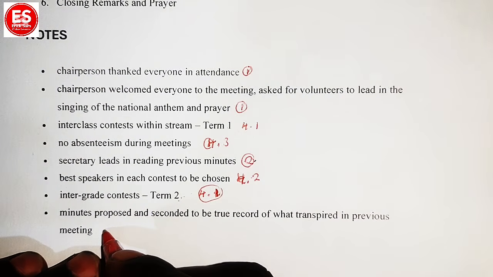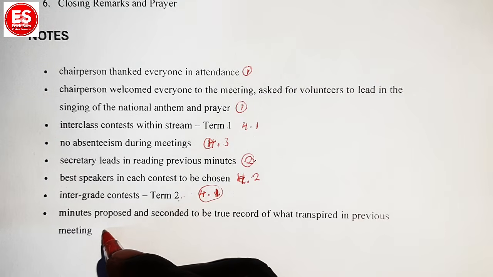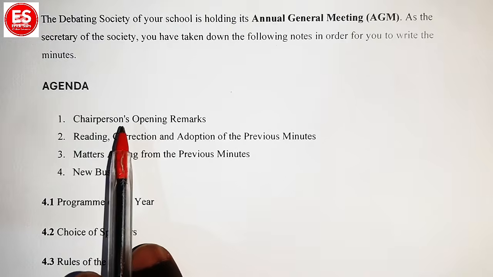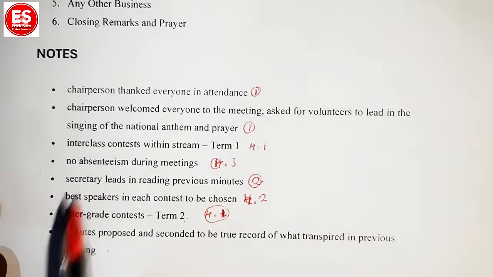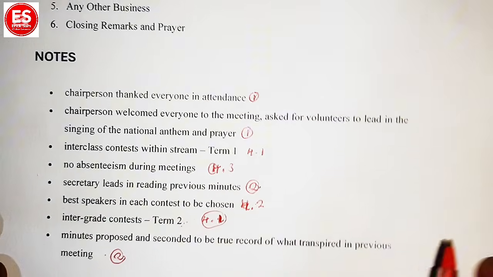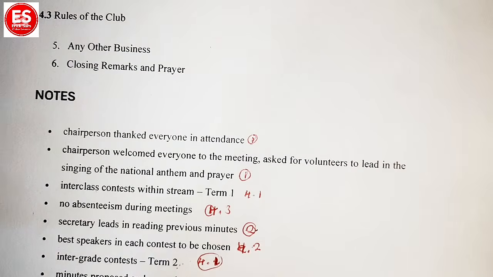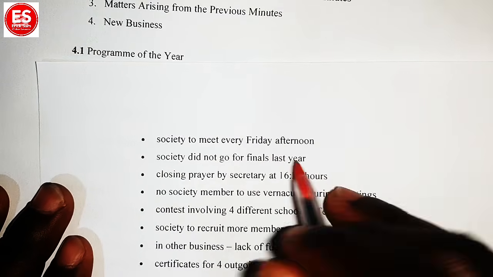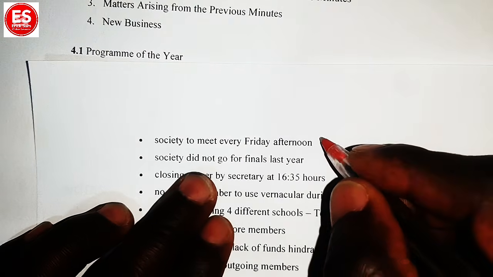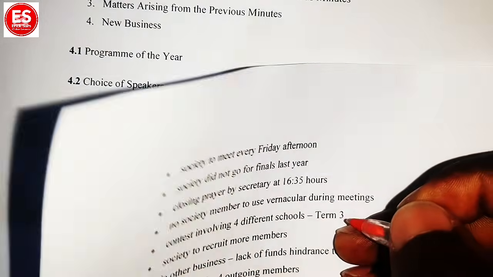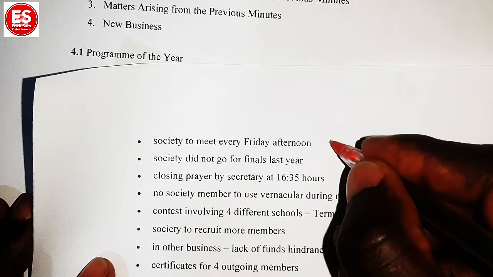So this is what is supposed to be on the reading of the minutes. Reading of the minutes is number 2, so we label it as number 2. Okay. Apart from that, we can also look at the other points. We have society to meet every Friday afternoon. So this one, it's on other business.